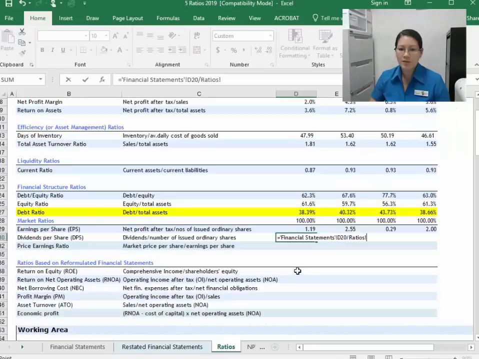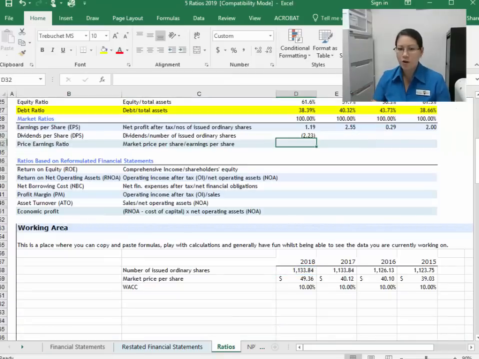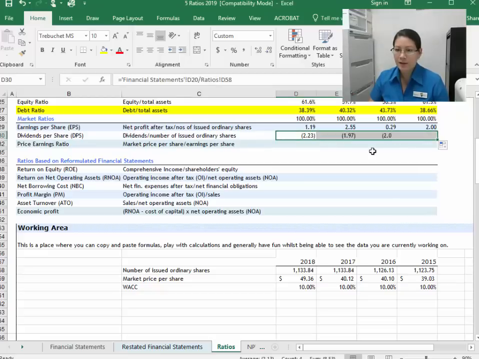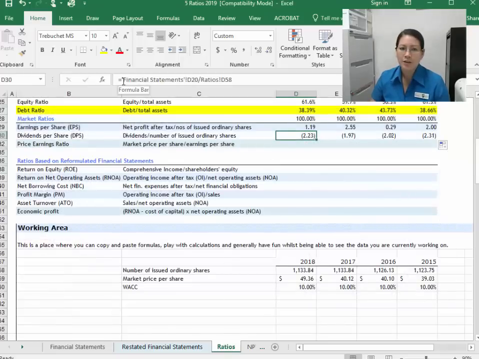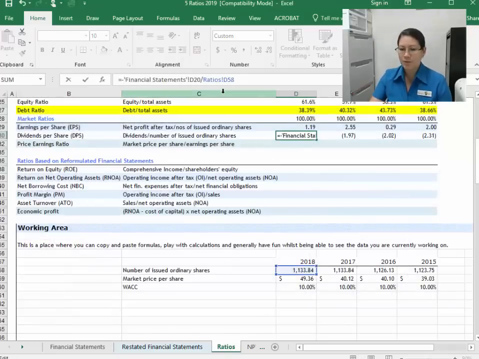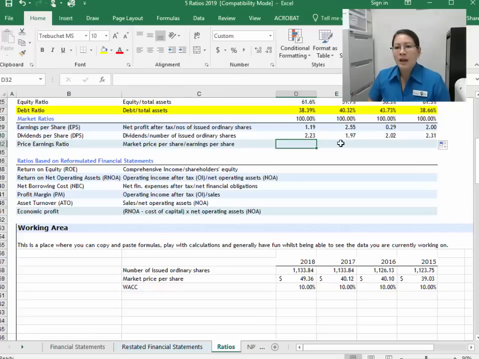So it's dividends divided by our number of ordinary shares. So again, we've done that work for ourselves. Now again, you can get rid of this negative figure. It's negative simply because my dividends figure is negative. We don't need to know the negative for this. It doesn't impact at all. So let's get rid of it by putting a little minus sign. And have a look at that.